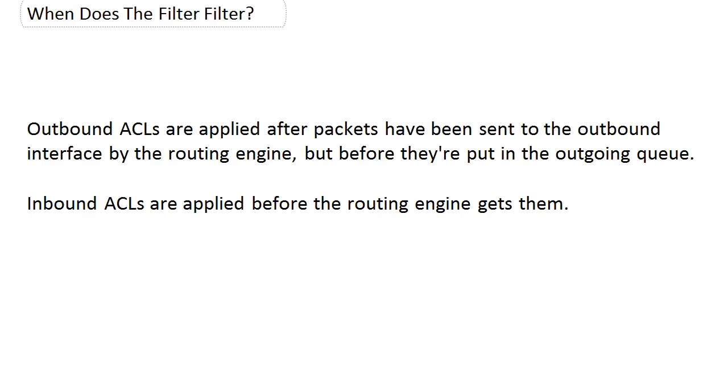One more quick reminder here about when the filter happens. Outbound ACLs are applied after packets have actually been sent to the correct outbound interface by the routing engine, but before they're put in the outgoing queue. Inbound ACLs are applied before the routing engine gets them. So that's why we really like filtering packets on the WAN, because it saves us time and processor power as far as the router goes, because the router doesn't have to route packets that aren't going to get there anyway, right? Because we're going to block them sooner or later.